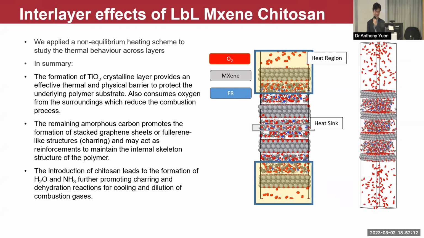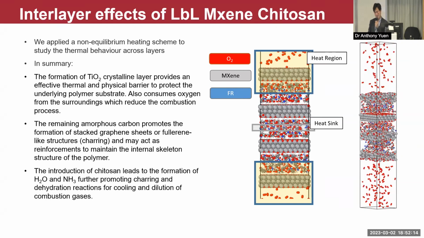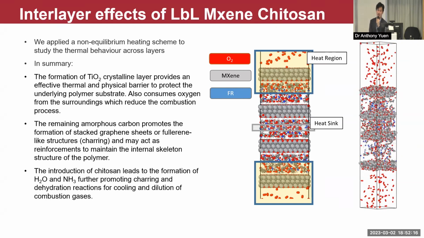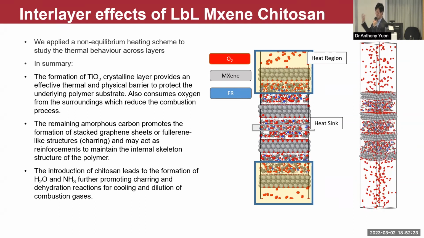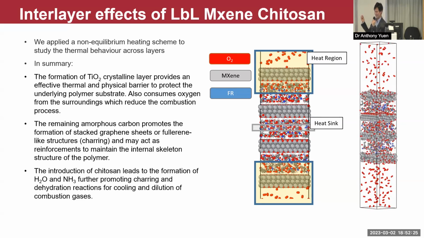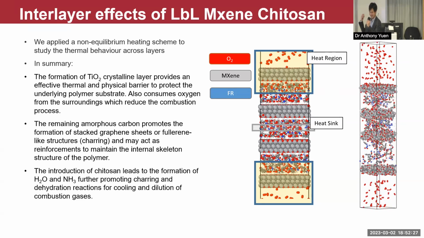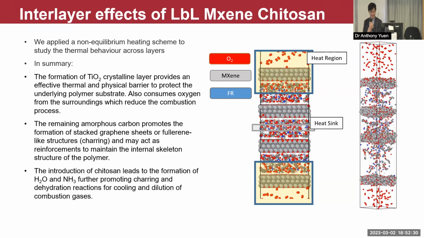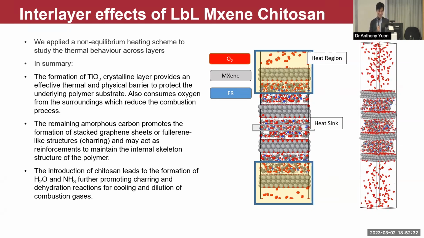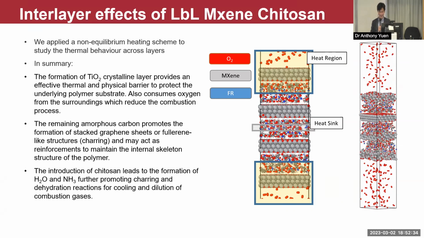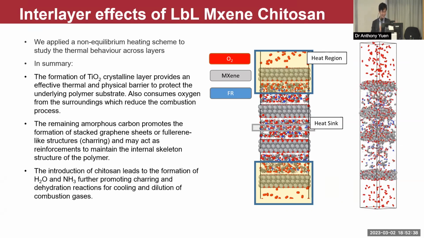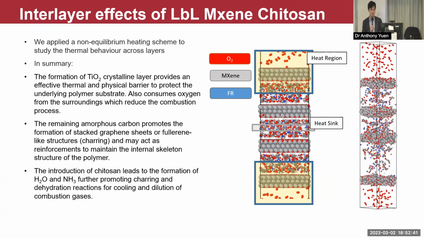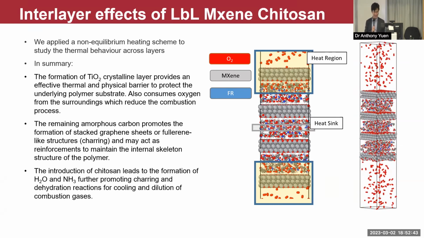And again, the MXene behavior, the flame retardant mechanism, is way more complex, because not only does it assist in the char formation, it remains with just TiO2, which is by itself a very good flame retardant as well, because TiO2 itself can act as a crystalline layer, as a thermal and physical barrier by itself.